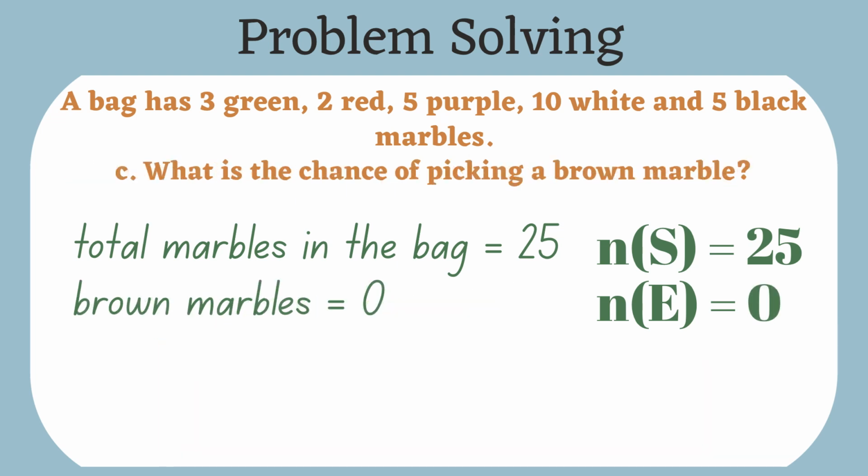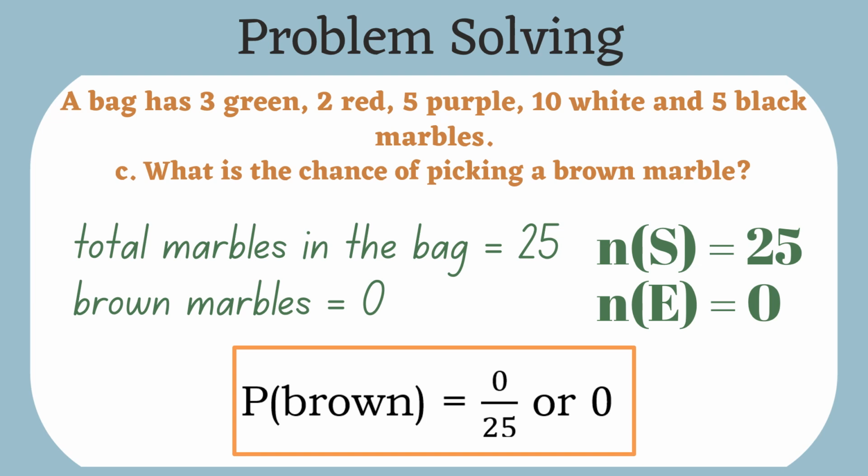And to answer the question about the probability of picking a brown marble, we have no brown marbles. So, the probability of having a brown marble is 0 over 25 or 0. And that is how we determine the probability of a simple event. I hope you were able to understand our lessons very well.